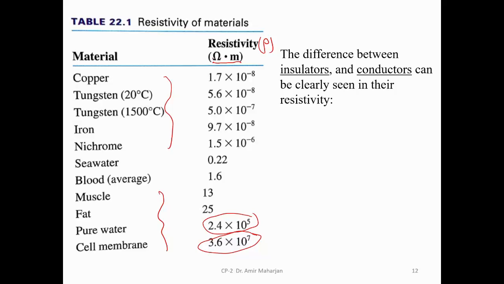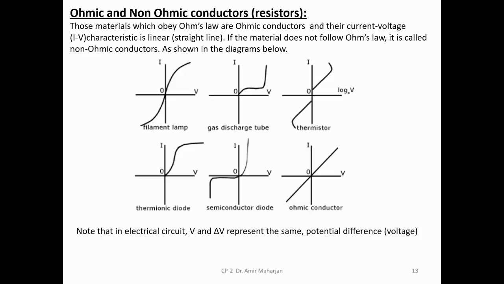In general, all metals obey Ohm's law. That means voltage is proportional to the current. That means you will have a straight line. If you do the IV curve measurement, current and voltage will be perfectly proportional. These are called ohmic conductors, the conductors or materials that obey Ohm's law. But there are many other materials that do not obey Ohm's law, and those are called non-ohmic conductors or resistors.